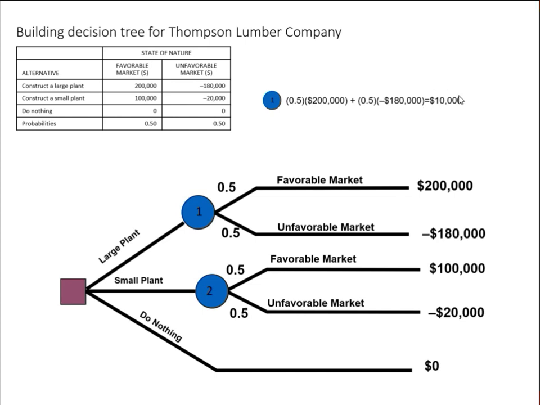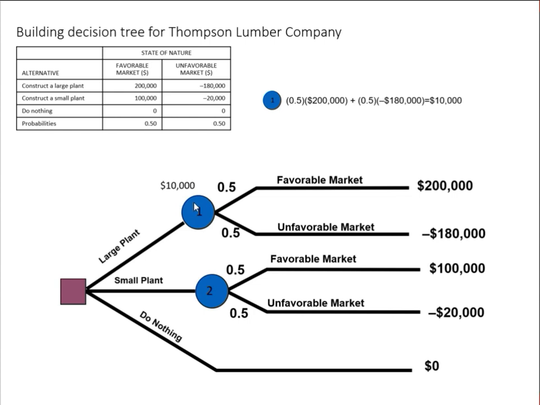I'm going to copy this $10,000 over here next to the node so that I know when the firm builds a large plant, then its expected profit going forward from here is going to be $10,000. In other words, this number, $10,000, summarizes the expected payoff going forward from here.